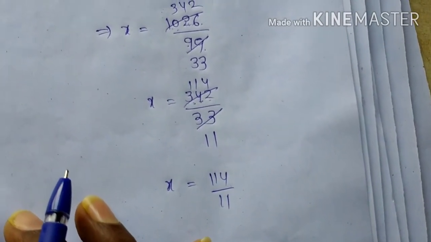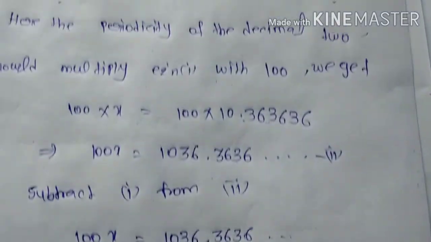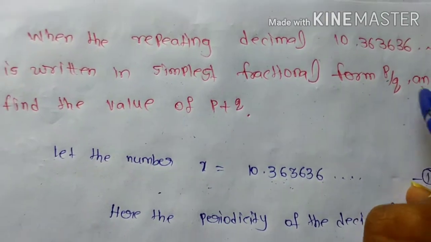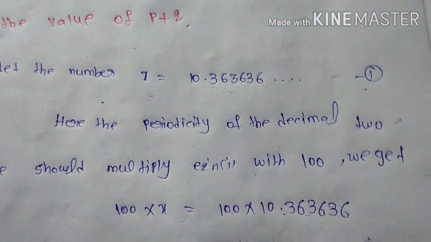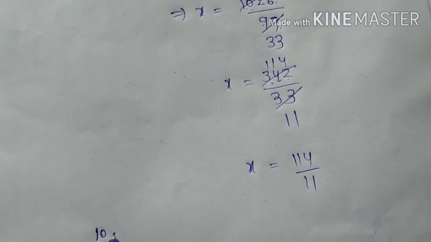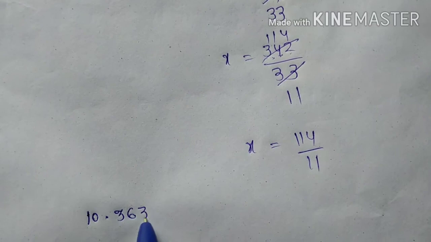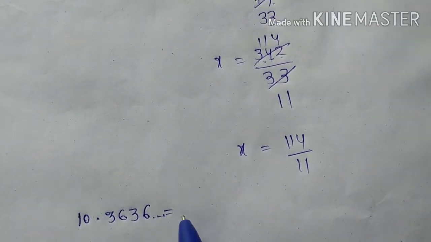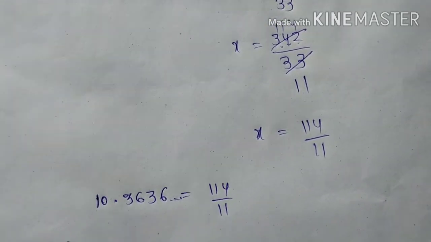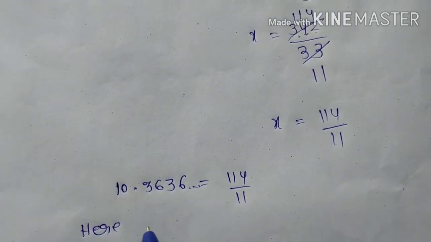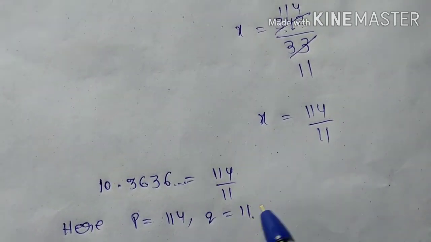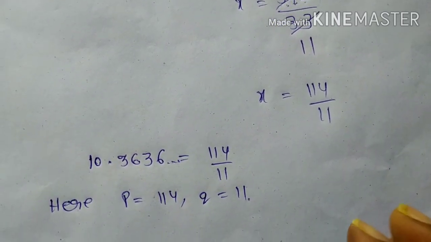It's not possible. So, what they are asking here is to write in the simplest form of p by q and find the value of p plus q. x means 10.3636 and so on, which is equal to 114 by 11. Here p is equal to 114, and q is equal to 11.